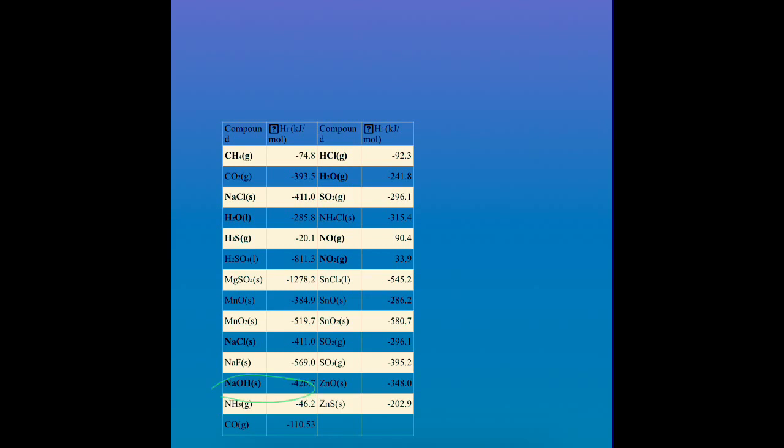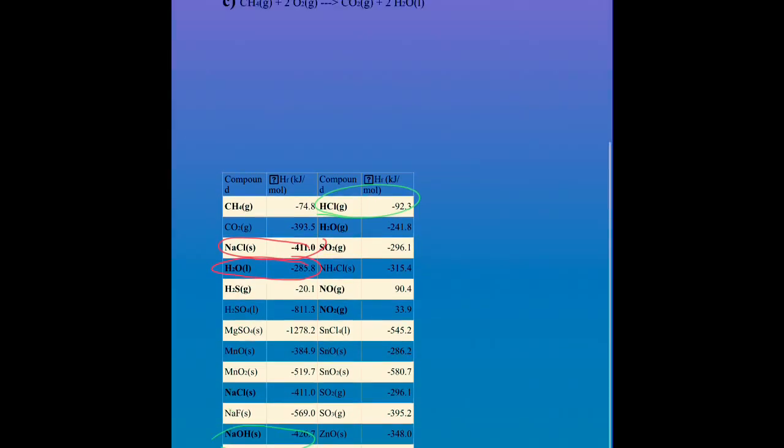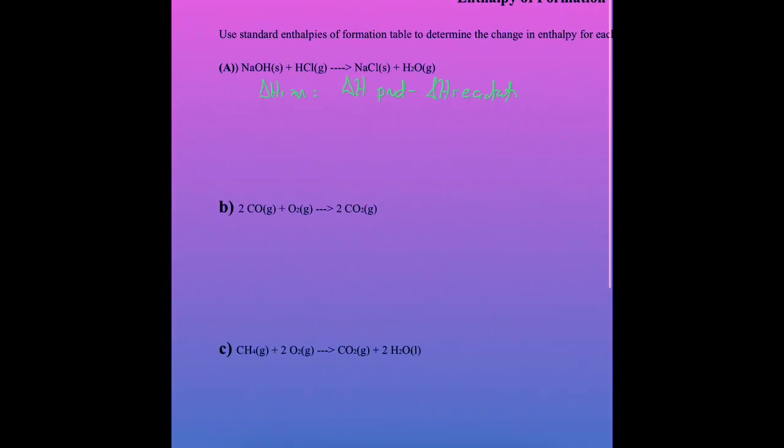And HCl is going to be here. So it's minus 426.7, minus 92.3. Those are my reactants. And my products are NaCl, which is here, minus 411, plus H2O, which is just underneath, minus 285.8. So I've taken my products and take away my reactants.